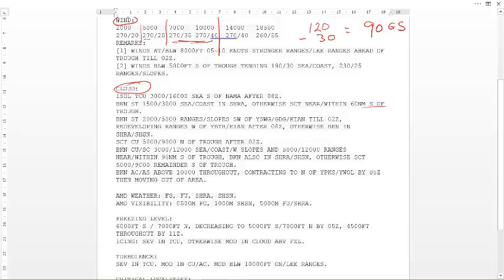Broken cloud in showers of rain. Also scattered cumulus 5,000 to 9,000 north of the trough. Now that could be of interest to me, but it's scattered. That means it's under 5 oktas, and so I'll be able to fly between it if I'm not flying IFR. Broken cumulus and stratocumulus 3,000 to 12,000. That's down near the coast and around the ranges. Okay, broken altocumulus and altostratus above 10,000. That's not going to bother me.